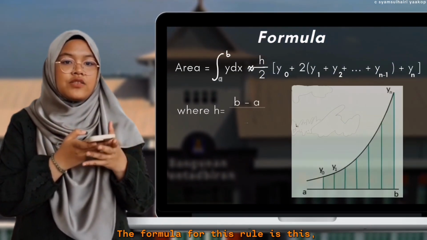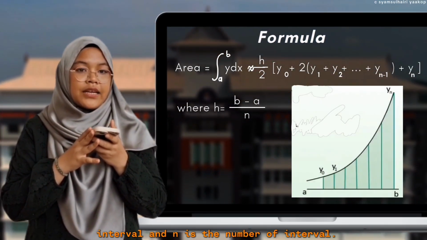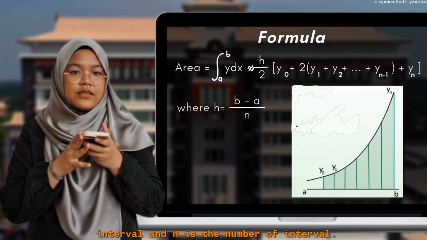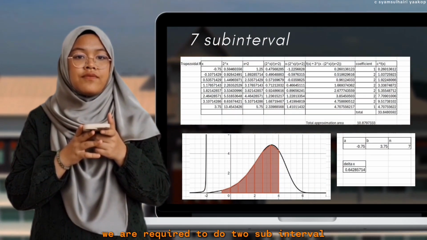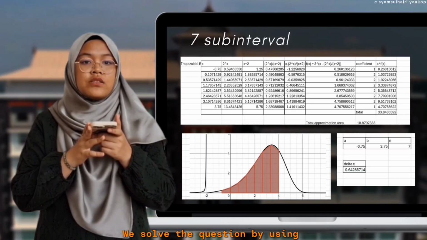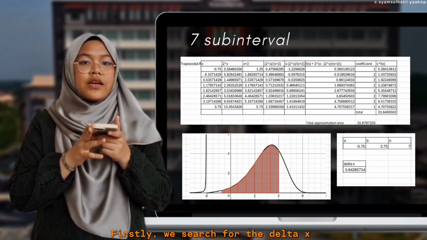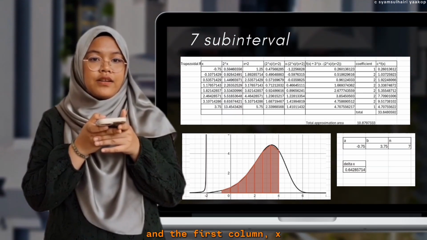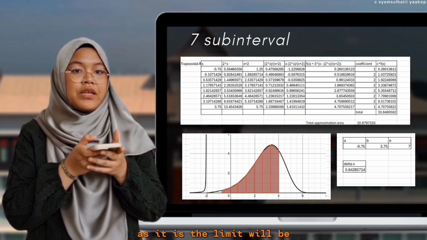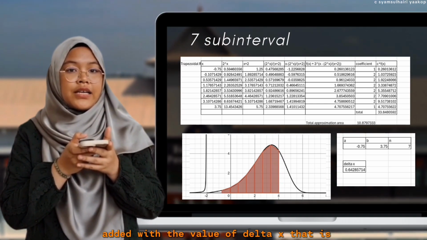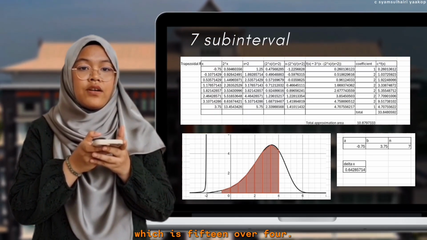The formula for this rule is this, where delta x is the width of each interval and n is the number of intervals. So, for our question, we are required to do two subintervals, which are 9 and 7. We solve the question by using Microsoft Excel. Firstly, we search for the delta x by using the formula, and the first column x with the value -3/4, as it is the limit, will be added with the value of delta x that is found until it reaches the end limit, which is 15/4.